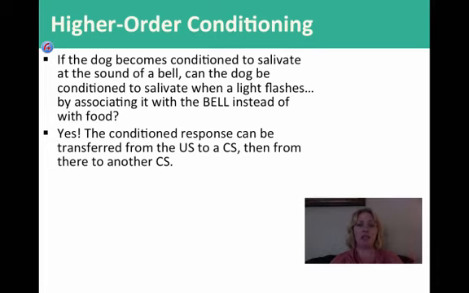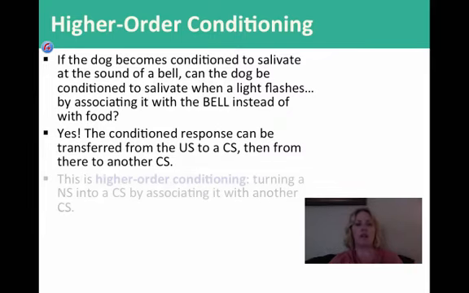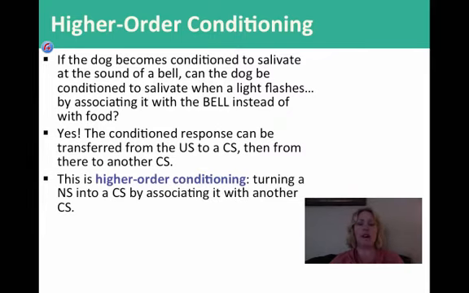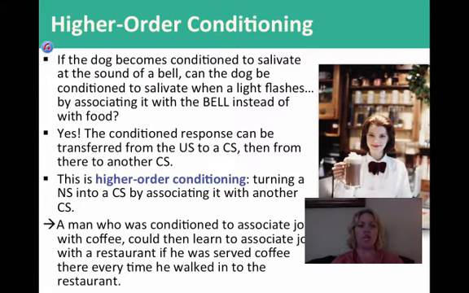A conditioned response can be transferred from the unconditioned stimulus to a conditioned stimulus, and then from there to another conditioned stimulus. So we can build on all of our conditioning. This is what we refer to as higher order conditioning, turning an NS into a CS by associating it with another CS. For instance, a man who was conditioned to associate joy with coffee could then learn to associate joy with a restaurant if he was served coffee there every time he walked into the restaurant. So it can piggyback on each other and we can build off of our base conditioning.